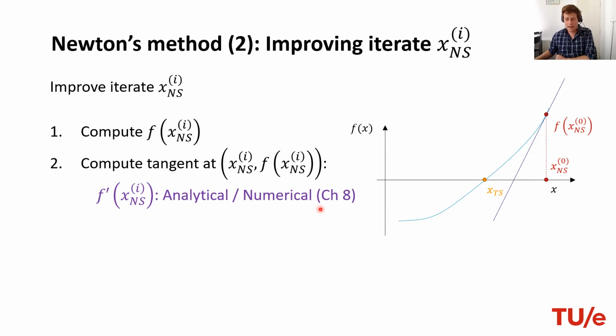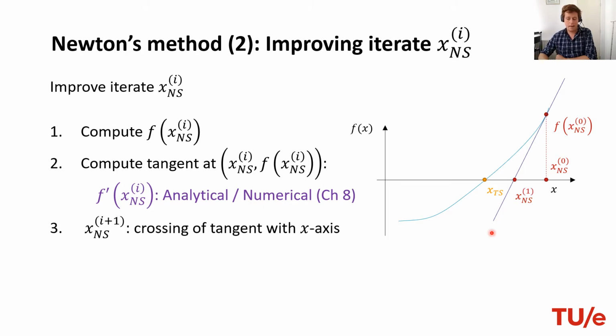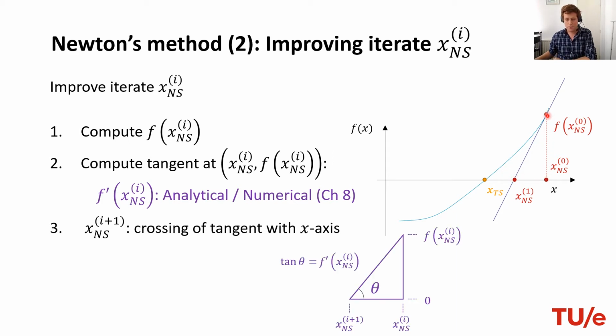So once we have this tangent line, we will define the solution at the next iteration as the point at which this tangent line crosses the x-axis. So from a geometric point of view, we see that we have now formed a triangle. This triangle looks like this. So we have the solution at iteration i, and we have the solution in the new iteration i+1.